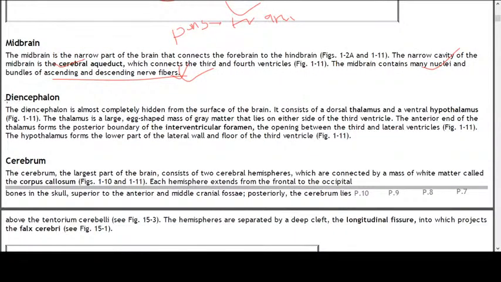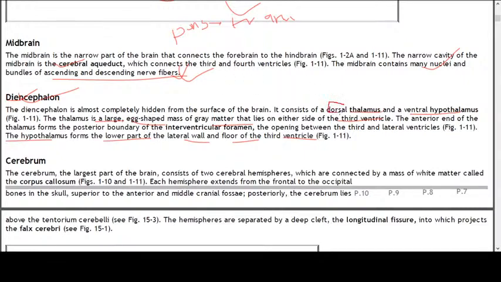So, diencephalon. The diencephalon is almost completely hidden from the surface of the brain. It consists of the dorsal thalamus and the ventral hypothalamus. The thalamus is a large, egg-shaped mass of gray matter that lies inside of the third ventricle. The anterior end of the thalamus forms the posterior boundary of the interventricular foramen, the opening between the third ventricle and lateral ventricles. The hypothalamus forms the lowermost part of the lateral wall and part of the third ventricle.